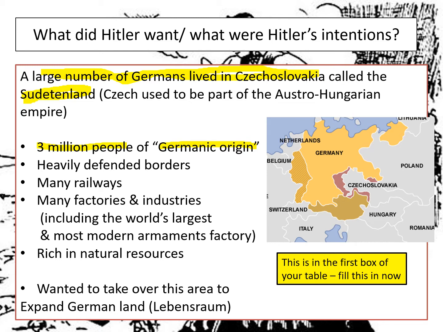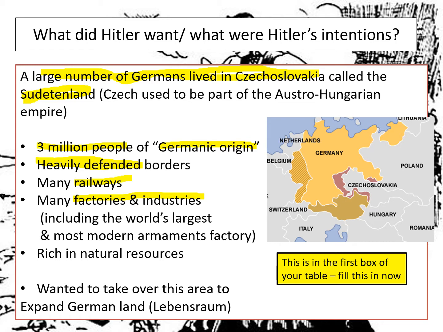So this area was very important to Hitler because remember, one of his foreign policy aims was to bring Germans back into Germany, reunite German speakers. That's one of the things that he set up from the very, very beginning. There was an issue with it though. It was really heavily defended. It was quite a wealthy and good place. It also had great railways. That was going to be really useful if you took it over. It had lots of factories and industries.